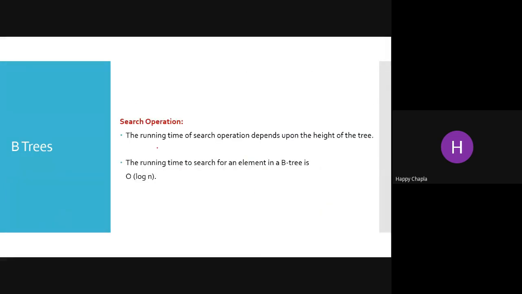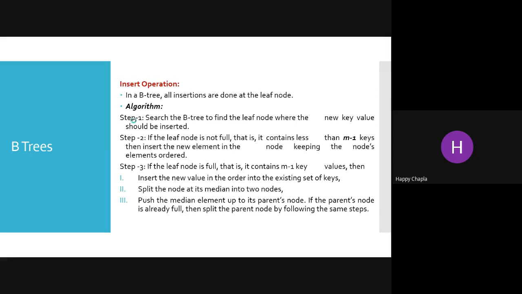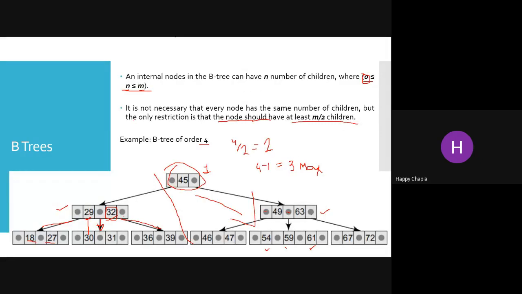Now we have 3 major operations in an m-way tree: insertion, deletion and searching. The running time of the search operation depends upon the height of the tree. The running time to search for an element in a B tree is big O of log n. Now how can you search for an element? Check here. If you want to find 36, starting from the root node, 36 is less than 45, so go over here.